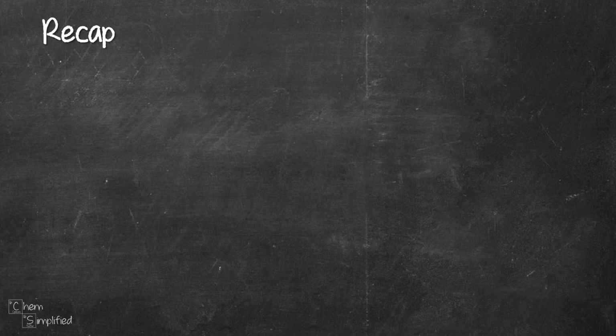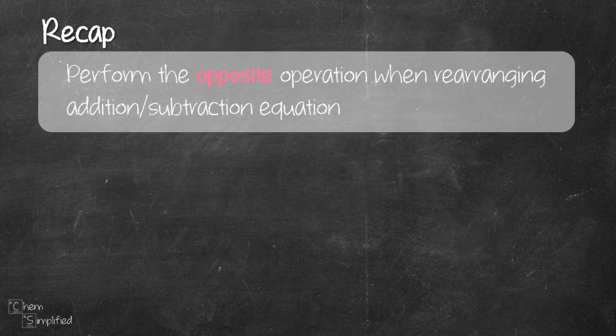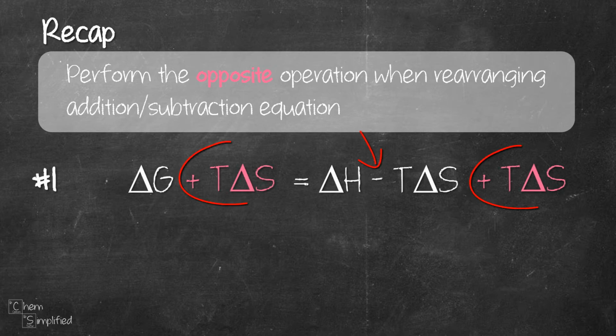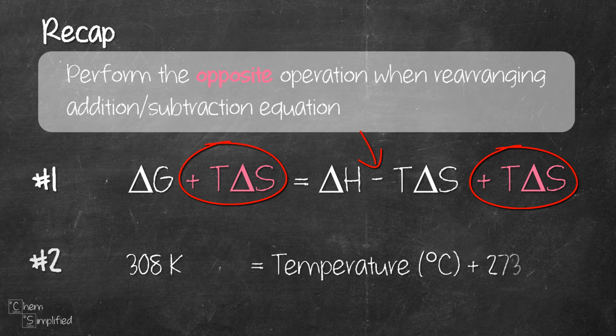To recap, when rearranging an addition or subtraction equation, make sure to perform the opposite operation. When there's subtraction, we need to add on both sides. When there's addition, we'll need to subtract on both sides.